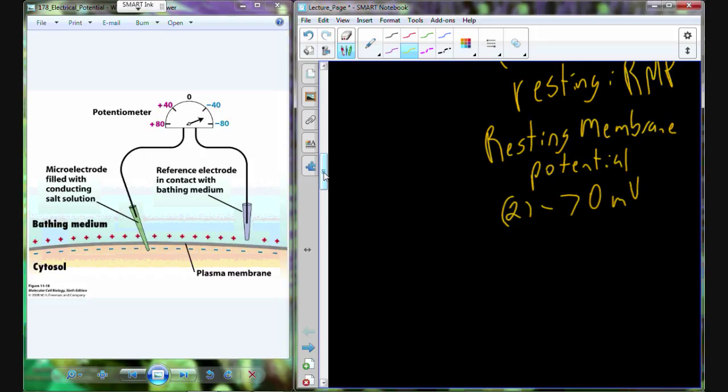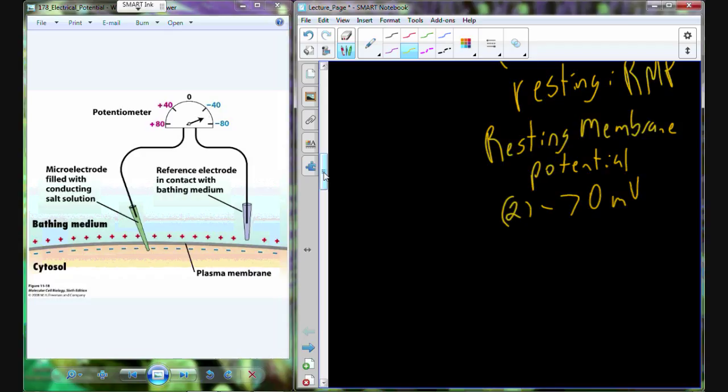The 70 millivolts is just referencing the fact that that is a concentration difference. If it was zero, there would be no concentration difference in charge across the membrane. As you go towards infinity in either direction, positive or negative, you are increasing the amount of voltage that is present. The more voltage, the higher potential or the higher work or current that can be generated.